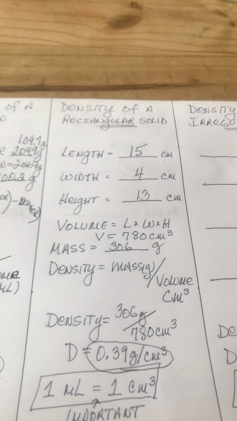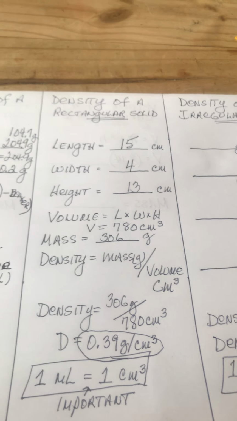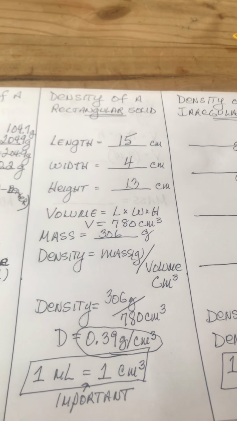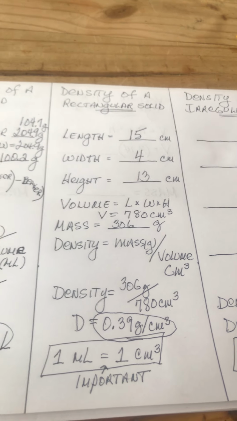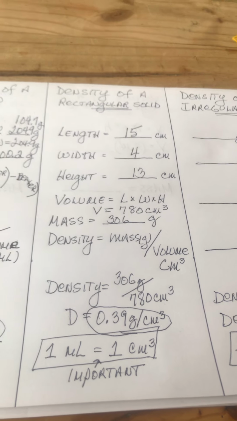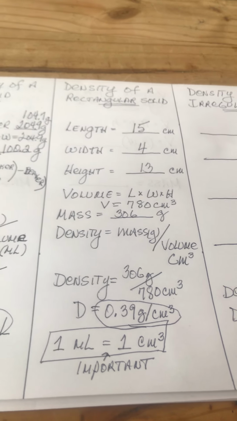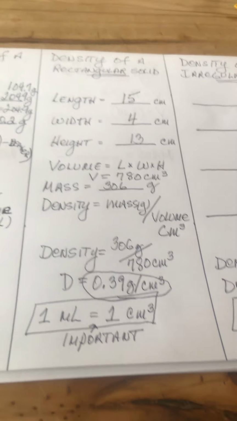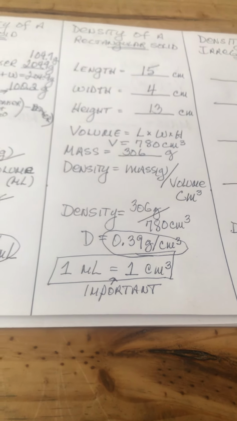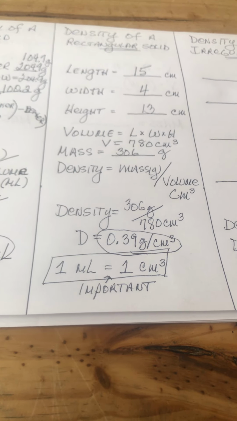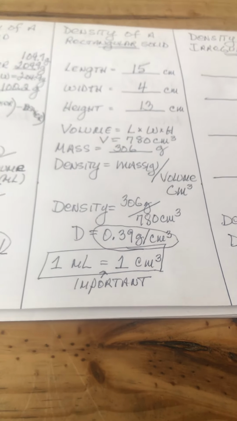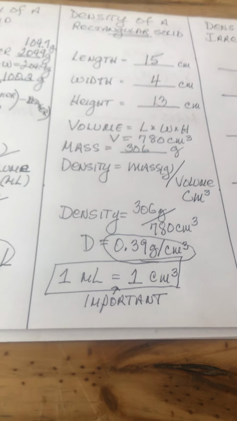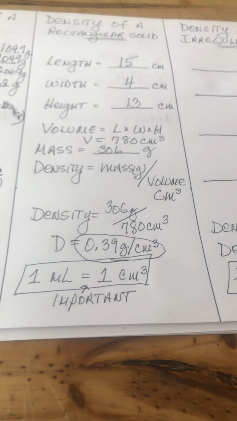So that is how to calculate the density of a rectangular solid. You find out its length, its width, and its height, and multiply those three together. You get a number in cubic centimeters. Then you measure the mass, which in this case was 306 grams. Then you divide the grams by the cubic centimeters. Remember, density is the amount of mass, or a lot of people use weight, the amount of substance per 1 unit of volume. And we always compare it to water, don't we? So 0.39 grams per cubic centimeter.